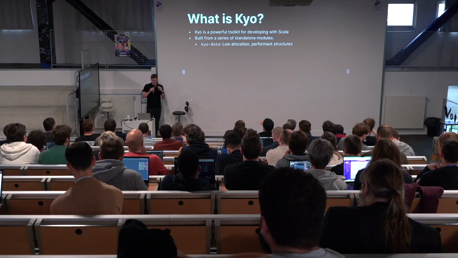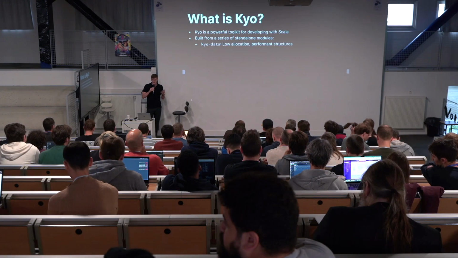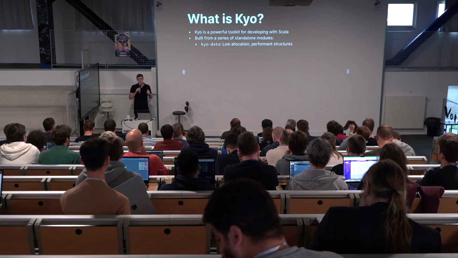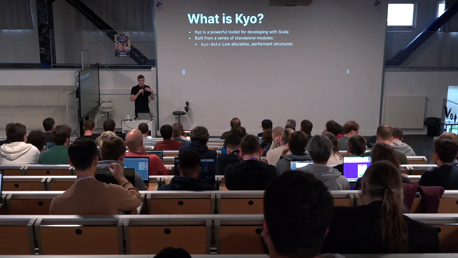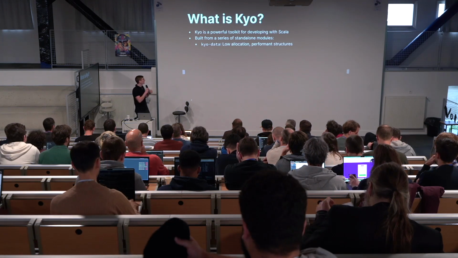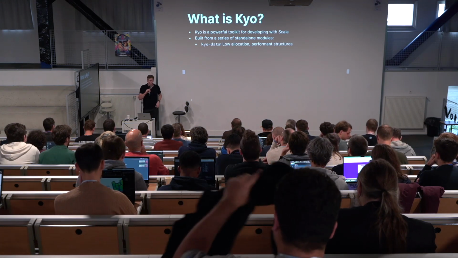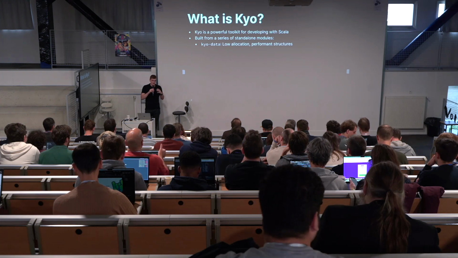So one of my favorite modules is Kyo Data. These are basically low allocation alternatives to Option, to Either. These things are really powerful, and I think when you enter the workshop or when you just see the code, you may not see the value immediately, but on a larger code base, it becomes quickly apparent that these provide a lot of value.